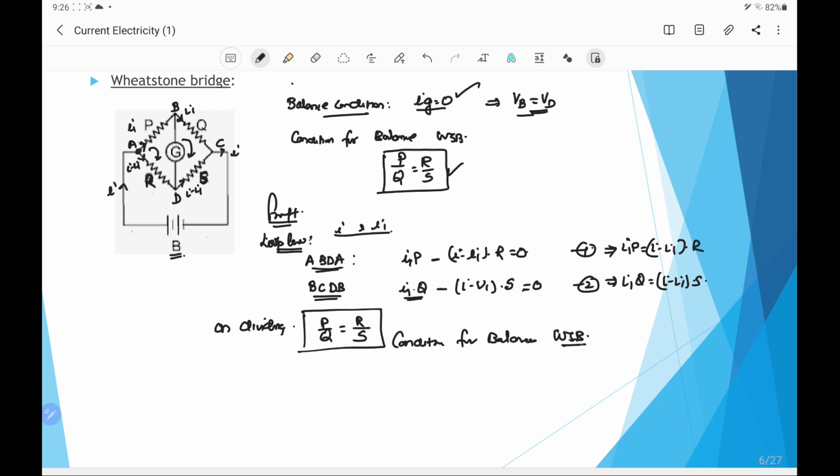And a device which uses this principle is called the meter bridge, which is used to calculate the resistance of an unknown resistor using a standard resistance.